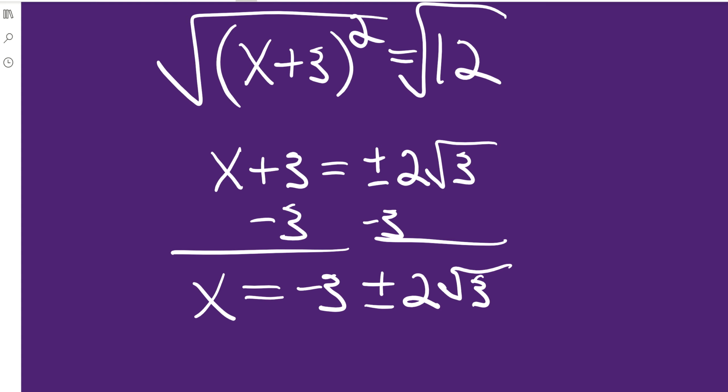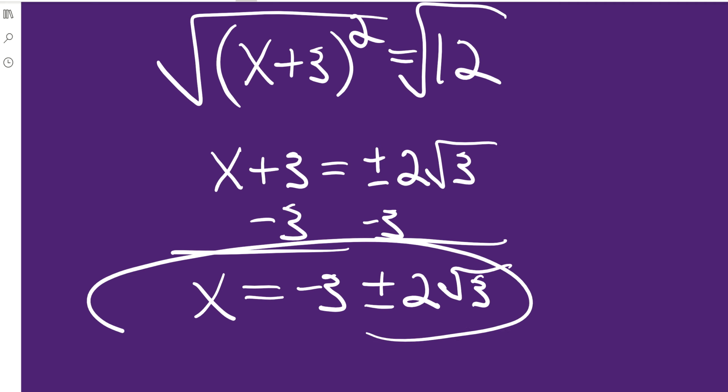And that's it. Check that. Now you can take that answer and plug it in and see how you do with that. That is going to be my final answer for that example, which is example 3.